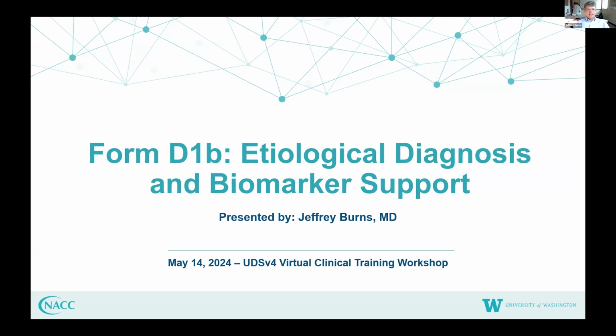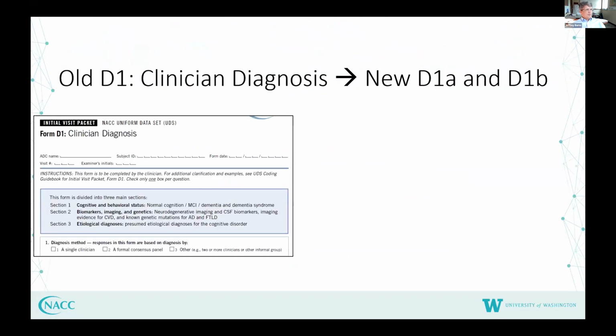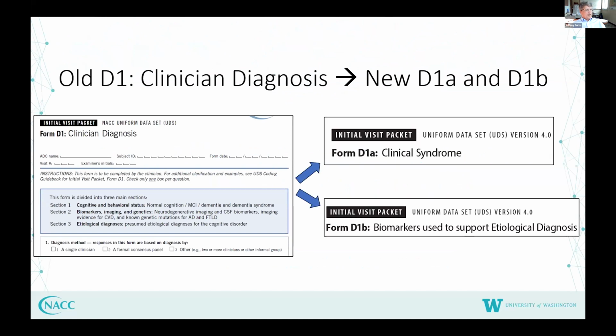So D1b is really focused on capturing the etiological diagnosis and capturing if and when that diagnosis is supported by biomarkers. It is distinctly different from assigning a syndrome. We've captured the syndrome, and now we are asking what is driving that syndrome etiologically and what our basis for it is. Is it clinical alone, or is it clinical plus biomarkers? This idea of splitting the form D1 from the current clinician diagnosis splits it up more effectively, I think, and lets us independently assign categories for syndrome and then etiological diagnosis.